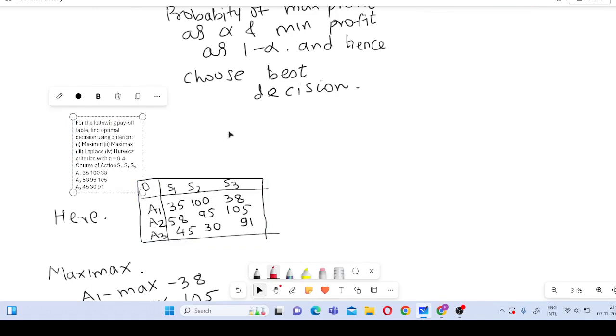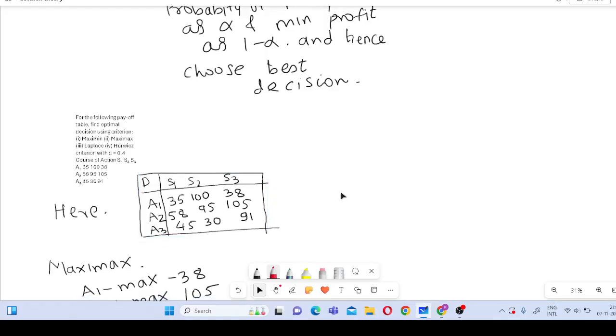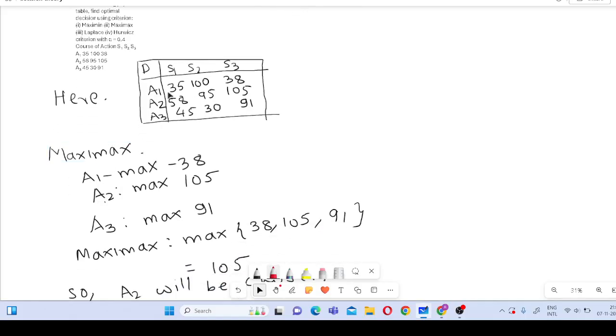For example, if we consider this question: you are supposed to find the optimal decision using the criterion Maximax. The matrix is this: A1, A2, A3, and these are the states of nature. For Maximax, he will look at action A1, where the maximum profit is 38. For action A2, the maximum profit is 105. For action A3, the maximum profit is 91. So he sees that the maximum profit he can get is 105, so he will go with action A2, because he is very optimistic that he will get the best profit.